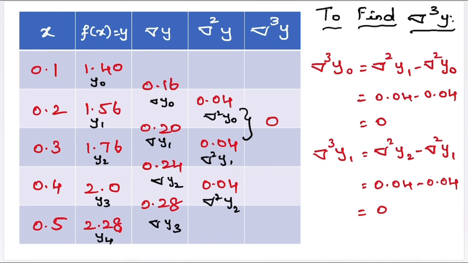Next, to find del cube y. Del cube y0 is equal to del square y1 minus del square y0, that is equal to 0.04 minus 0.04, that is equal to 0. Similarly, del cube y1 is equal to del square y2 minus del square y1 is equal to 0.04 minus 0.04, that is also equal to 0.